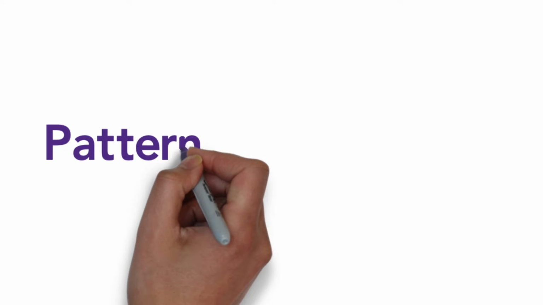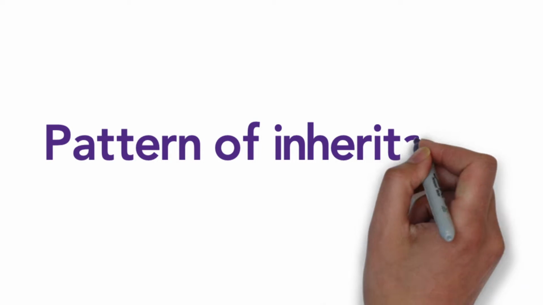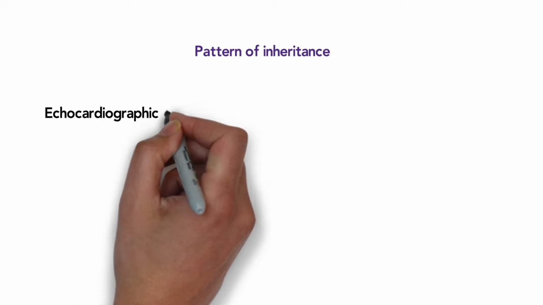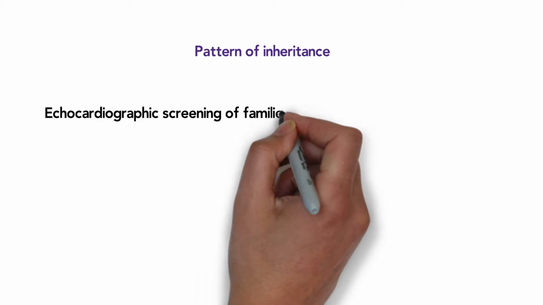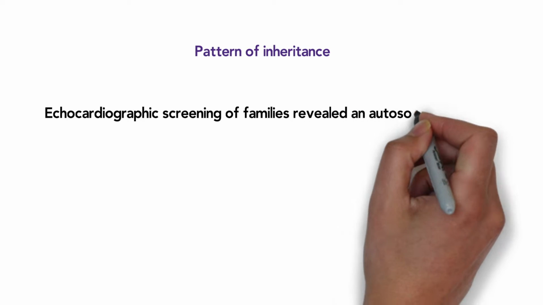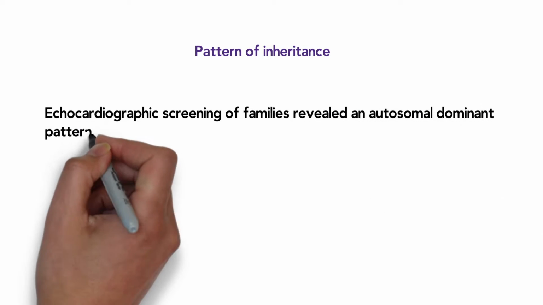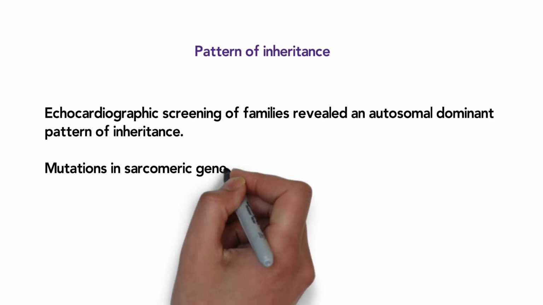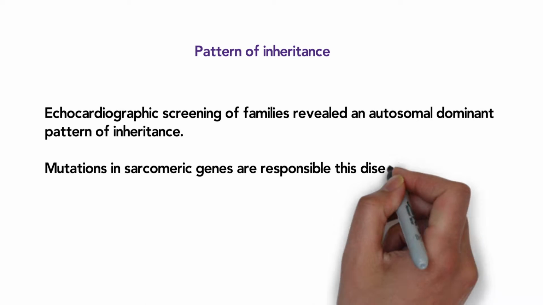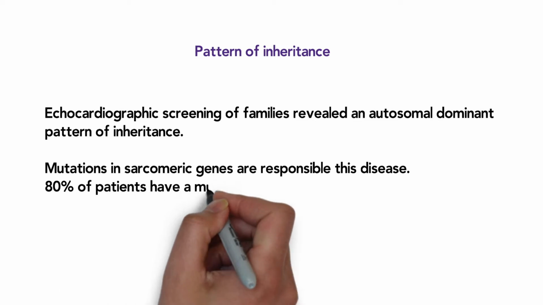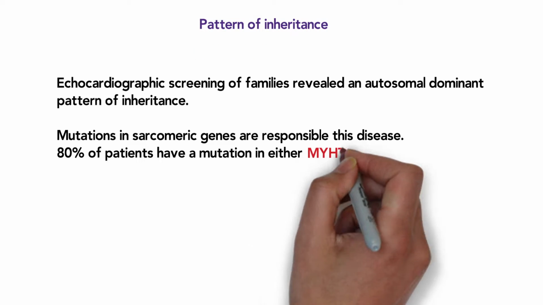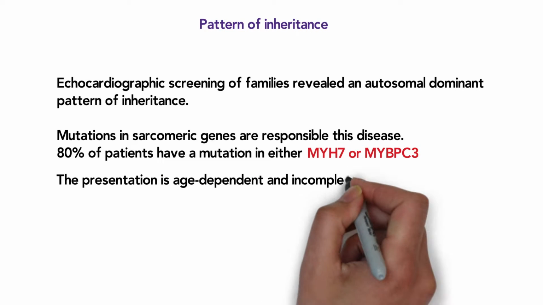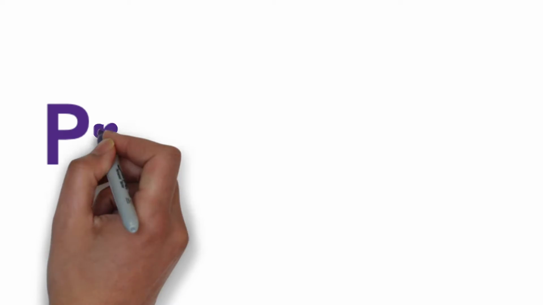Pattern of inheritance. Echocardiographic screening of families revealed an autosomal dominant pattern of inheritance. Mutations in sarcomeric genes are responsible for this disease. 80% of patients have a mutation in either MYH7 or MYBPC3. The presentation is age-dependent and incomplete penetrance is seen.